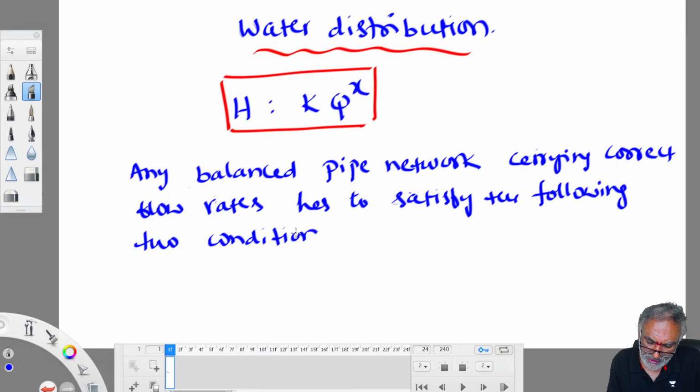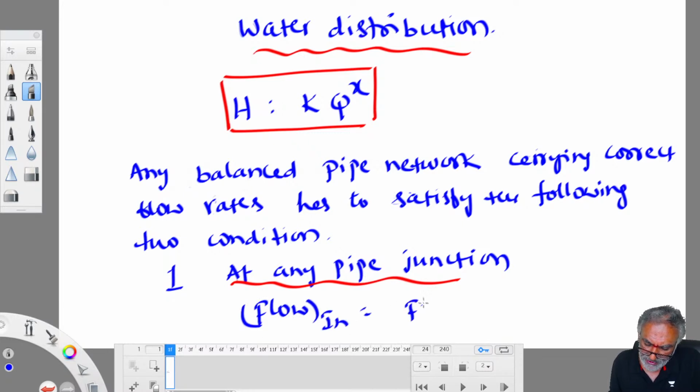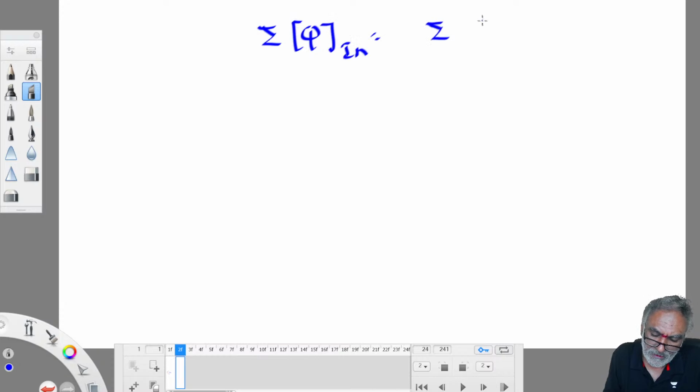Based on those two conditions, he is asking questions in exam. One is, at any pipe junction, flow in at pipe junction is equal to flow out. Junction means two or more meeting points is called a junction. At any pipe junction, flow towards the junction is equal to flow away from the junction. Flow in is equal to flow out. Or otherwise you can write sigma Q in is equal to sigma Q out. So based on this he is asking questions.